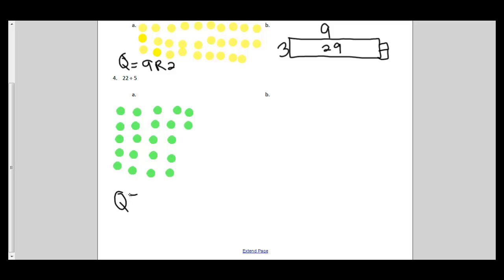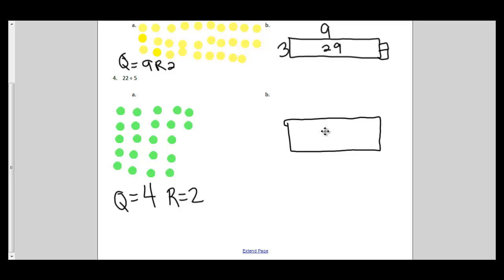All right, so for quotient, if I go through, I have 1, 2, 3, 4 groups of 5. So my quotient is 4, and my remainder is 2 because I had 2 left over. Now I'd like for you to try to draw the area model. See if you can figure out what the area model looks like, and then come back. If you're really confused, you don't know what to do, you can do it with me and try to do the next one by yourself.